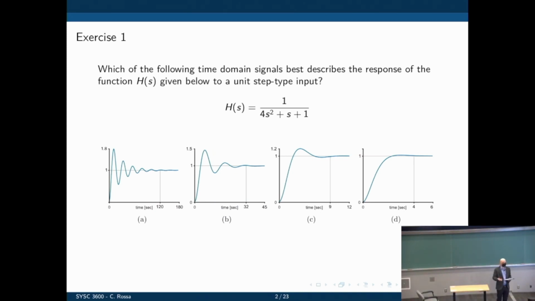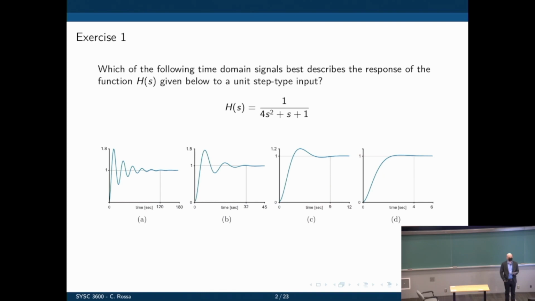Well, they have the same final value, and that doesn't change. They all go to 1, which is indeed what would happen with this transfer function if you give it a step input. So that is the same for all of them. What else do they have in common? They are all overdamped, underdamped, critically damped. What kind of system time response are we looking at? All of them are?